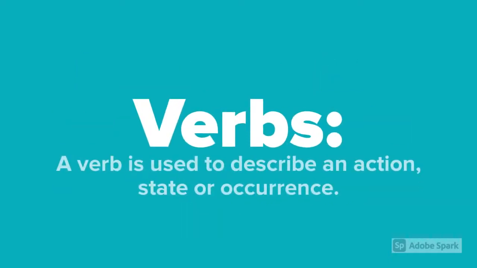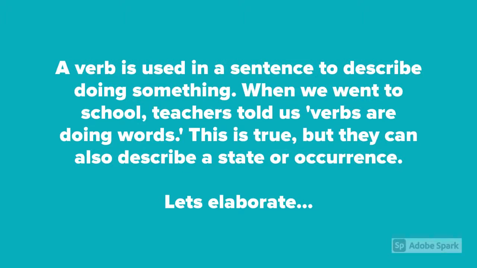Next we have verbs. A verb is used to describe an action, a state or an occurrence. A verb is used in a sentence to describe doing something. When we went to school, teachers told us that verbs were doing words. This is very true, but they also describe a state or an occurrence. Let's elaborate.